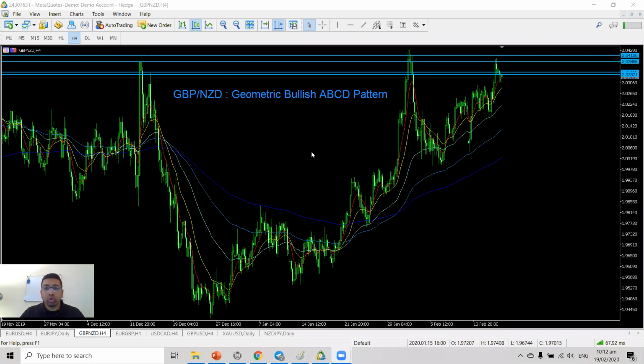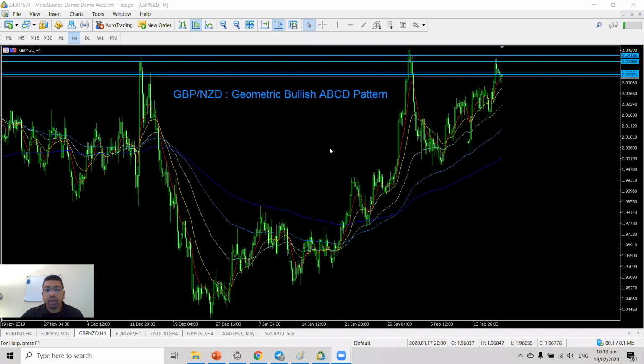I'm just going to be talking about our trade call for today. Geometric trade call will be for GBPNZD. So this is GBPNZD. A lot of traders out there are wondering about GBPNZD who are already on the trade for GBPNZD.